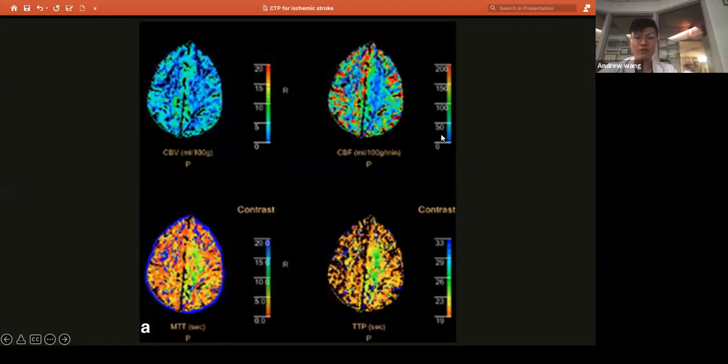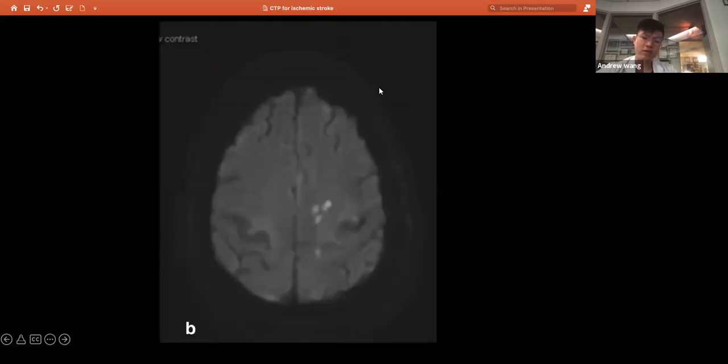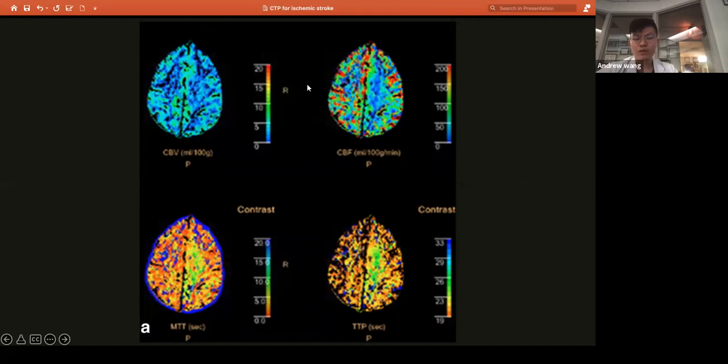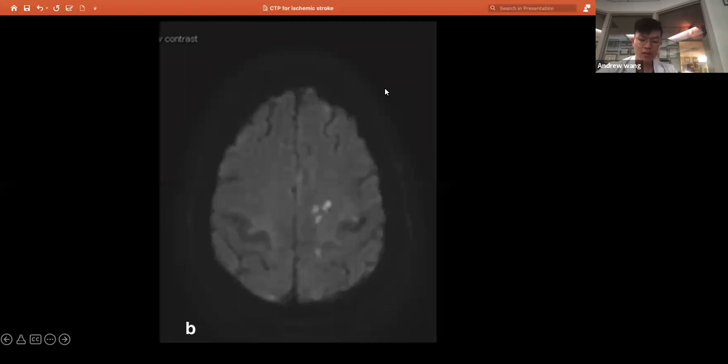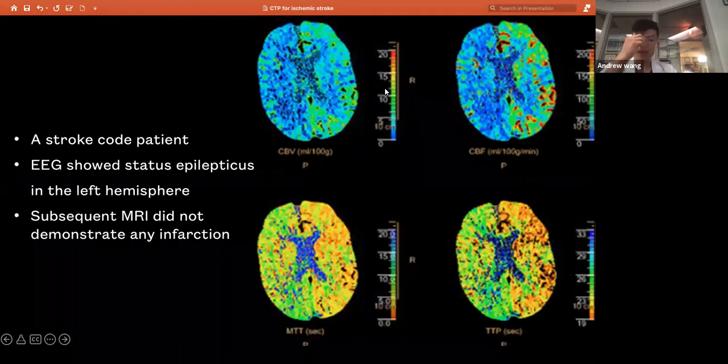This is another example. We can see some difference between the left and right hemispheres in the watershed area of ACA and MCA on the left side. However, on the DWI sequence, there's only a little infarction here, which is not compatible with the CT perfusion study. So when we suspect a patient has a watershed infarction, we should also not rely on CT perfusion study.